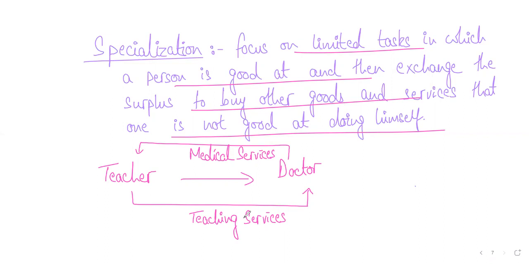Now, this is where human beings realized that this is becoming more complicated. So they started specializing, focusing on few things that they were good at, and then they wanted to exchange these goods and services for the goods and services that they needed.